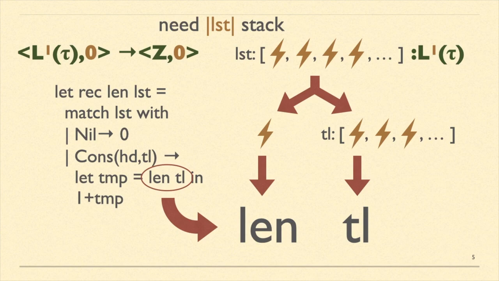This type system is called Automatic Amortized Resource Analysis, or AARA, and it can automatically perform the reasoning we just did to find resource bounds by reducing the problem to linear programming.